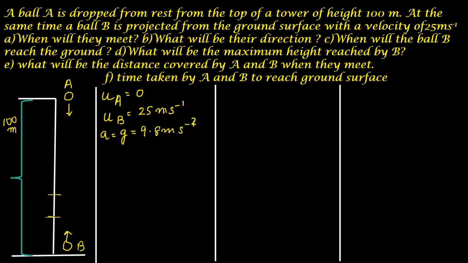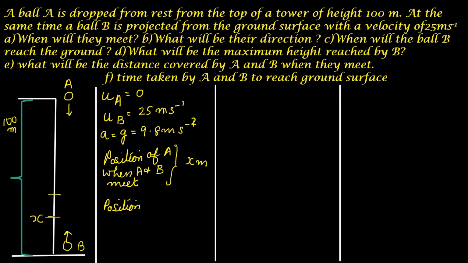Let us suppose the two balls meet at a point x, that is x meters, from top of the tower. So the position of A and B when they meet will be, for A it will be x meters and for B it will be 100 minus x meters. The first question is when they will meet. All we have to do is just find out when ball A will be at x.